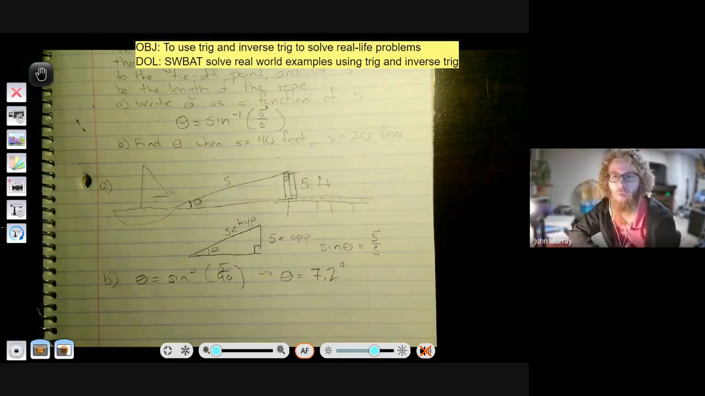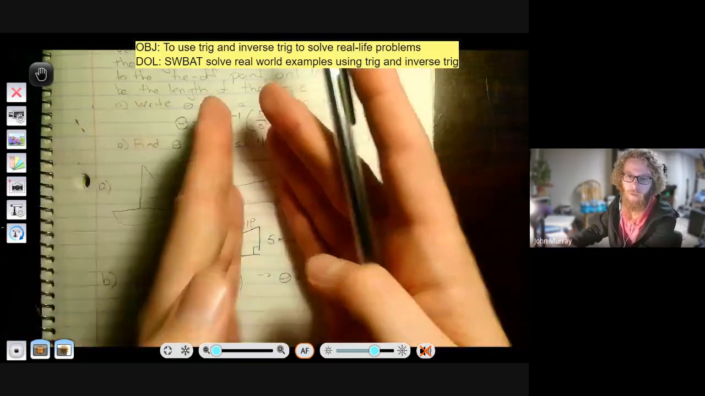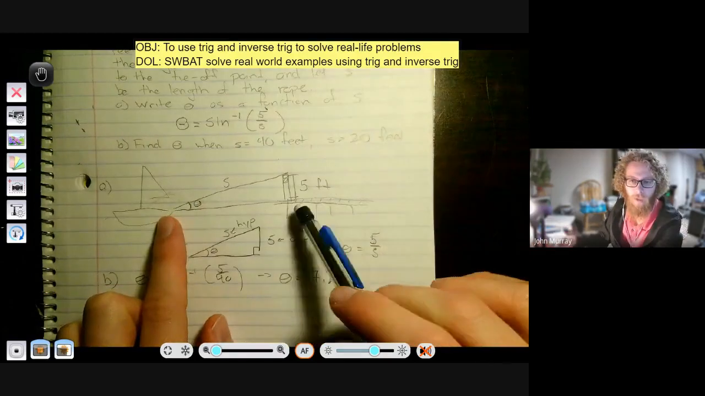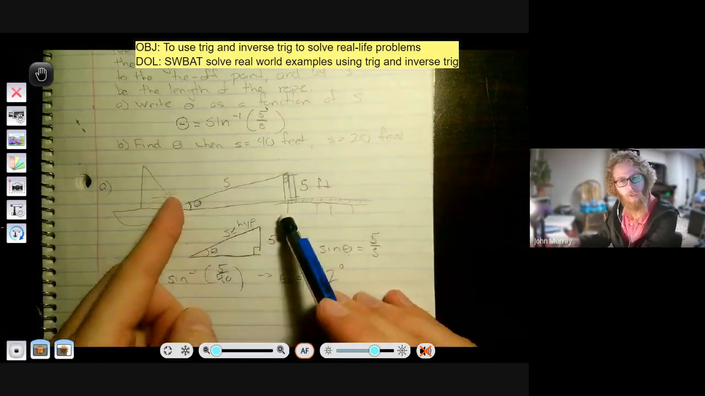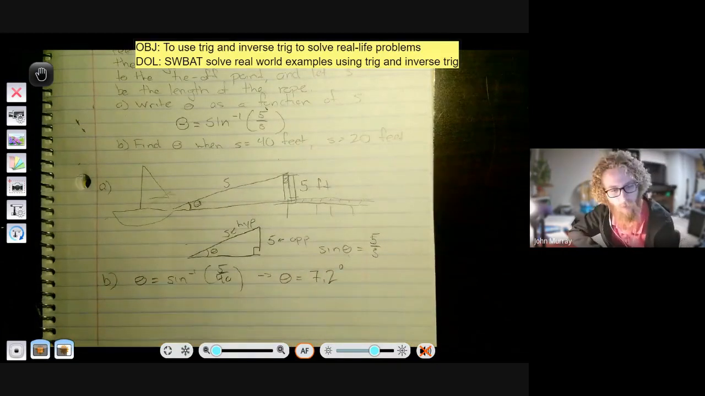They also want us to find it when maybe we pull in the rope a little bit, we bring the boat closer to the dock, and now the rope is 20 feet. Let me ask you guys, before we do this: by making the hypotenuse shorter, do you think the angle is going to increase, or do you think it's going to decrease? If I pull this boat in to make the S shorter, the opposite staying 5, we can't change the size of the pole, making this a smaller triangle, is that going to increase my angle, or is it going to decrease my angle?